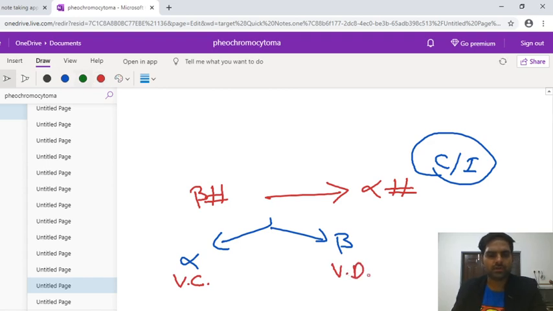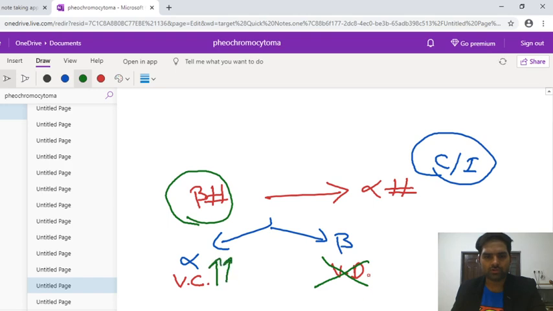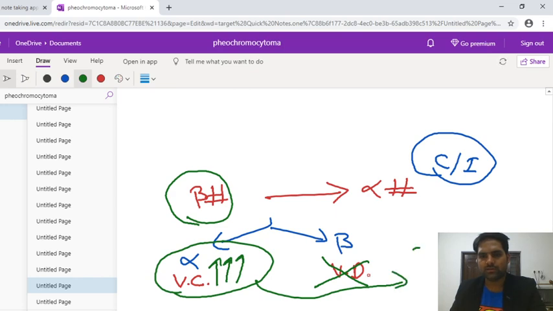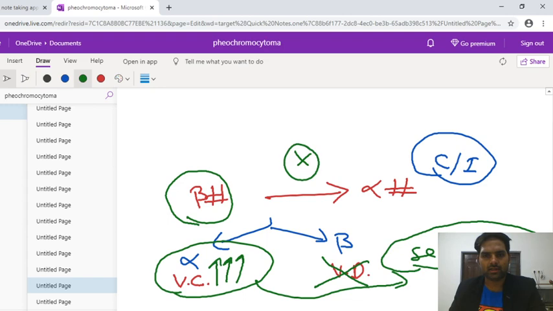Now if the patient has taken the beta blocker first, what will happen? This vasodilation function will be hampered here, and the patient will have more and more vasoconstriction. If the patient has more vasoconstriction, it will lead to severe hypertension. And as the patient is already having very severe hypertension, it will worsen the condition. So this regime is absolutely contraindicated. So always remember, we always give the alpha blocker first and then the beta blocker in case of pheochromocytoma.